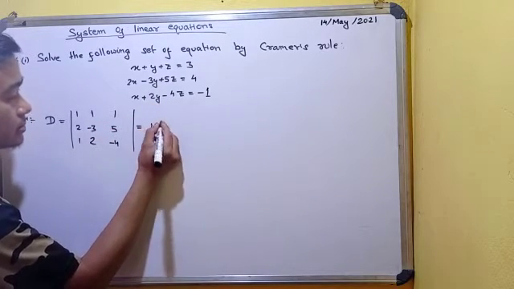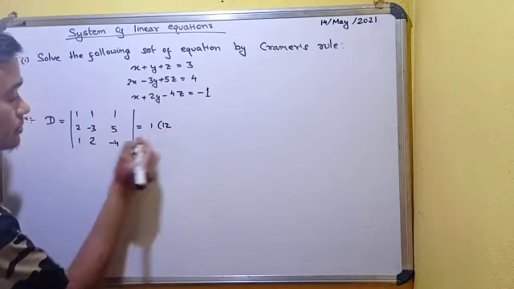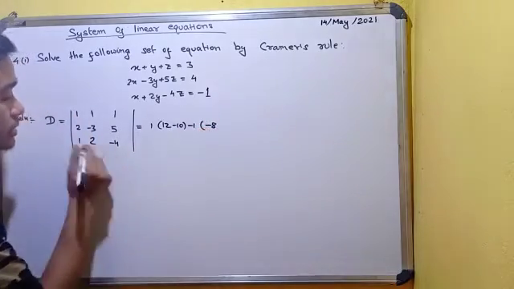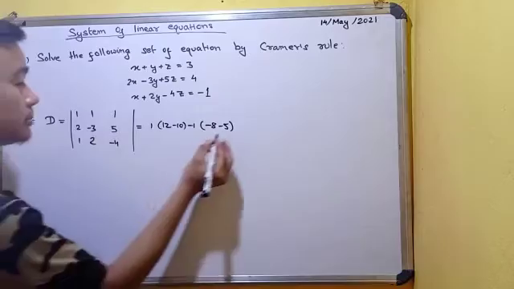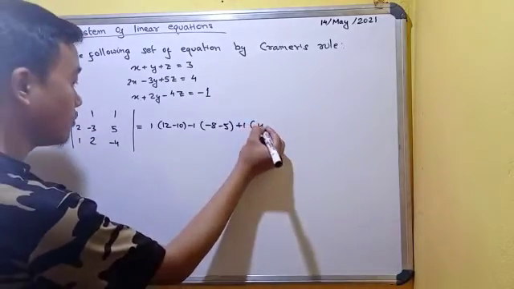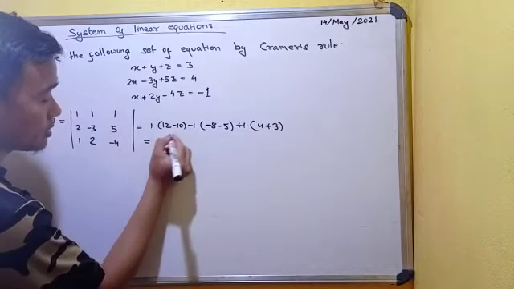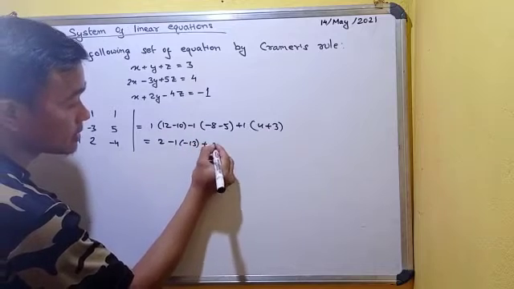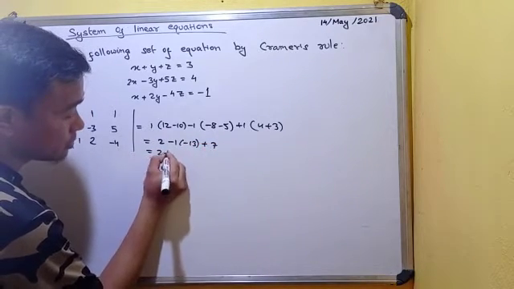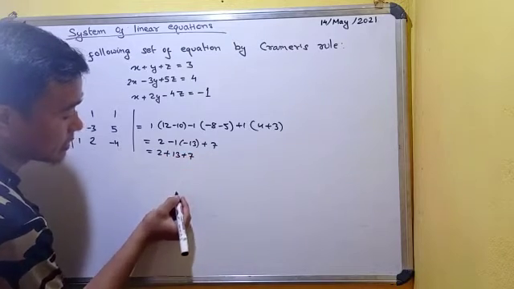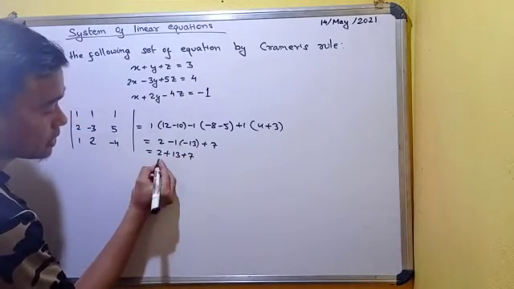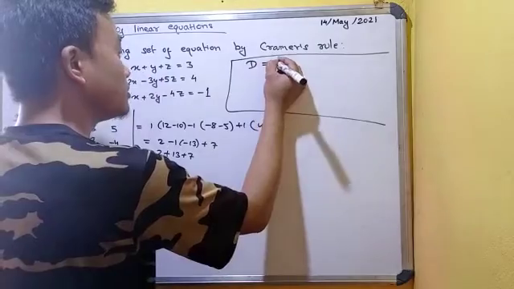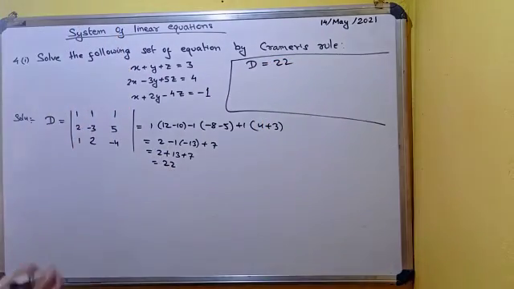Now expand this determinant. So you'll get 4 3 is 12, minus 10, minus 1, 8 minus 5, and here plus 1, 4 plus 3, which is equal to 2 minus 1 of minus 13 plus 7, which is equal to 2 plus 13 plus 7. 13 plus 7 is 22. Here the value of D is 22.